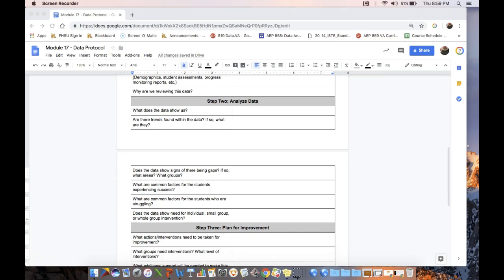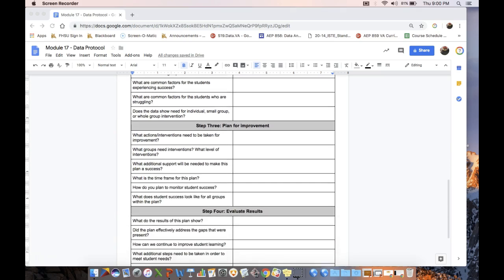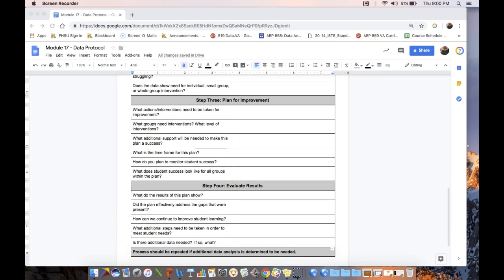Step two, we're going to analyze the data. By looking at the data that we get back, we want to first look at what does it show us. Are there trends that are found within the data? And if so, what are they? Does the data show signs of there being gaps present within our classrooms? If so, what areas and what groups? What are common factors for the students experiencing success? What are the common factors for the students that are struggling? Does the data show a need for individual, small group, or whole group intervention? If so, what is it?